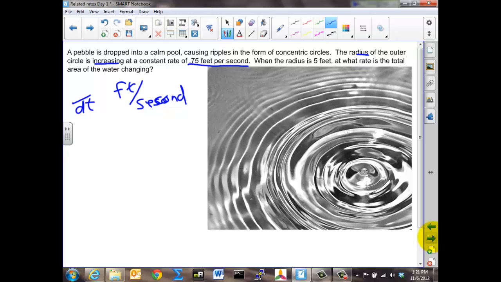It's a rate of what? The radius of the outer circle is increasing. The radius is increasing. So this tells us that dr/dt is 0.75 feet per second. Let's write that so we can actually read it. dr/dt is 0.75 feet per second. Okay? That means for every second the radius is getting 0.75 feet longer. It's getting 9 inches longer every second. In 2 seconds it's 18 inches longer.